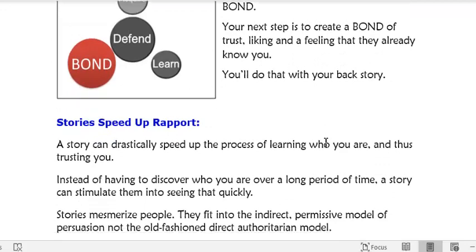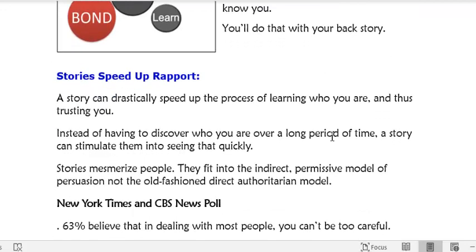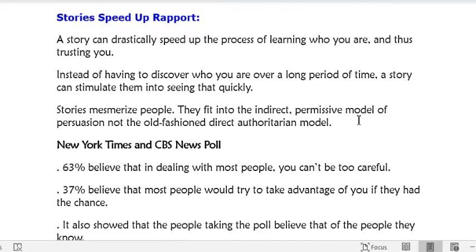Stories speed up rapport. A story can drastically speed up the process of learning who you are and thus trusting you. Instead of having to discover who you are over a long period of time, a story can stimulate the reader or your prospect into seeing what you're like really quickly. Stories mesmerize people. They fit into the indirect, permissive model of persuasion and not the old-fashioned direct authoritarian model.